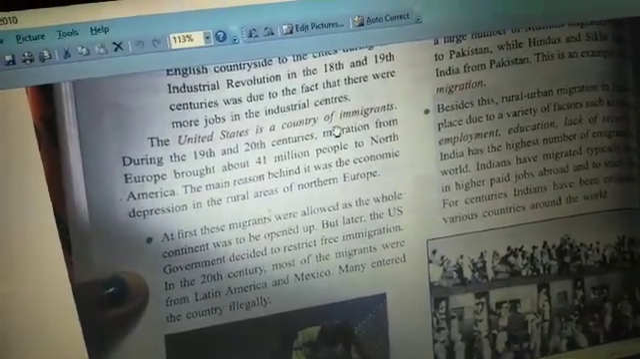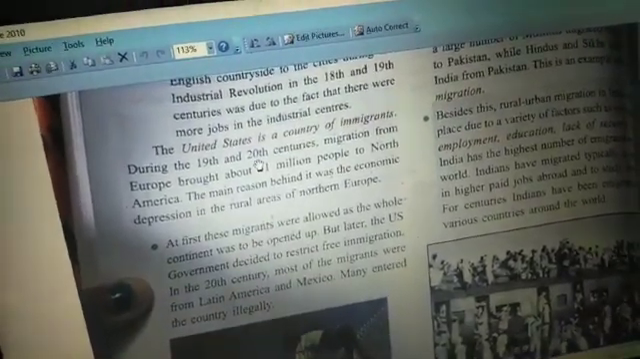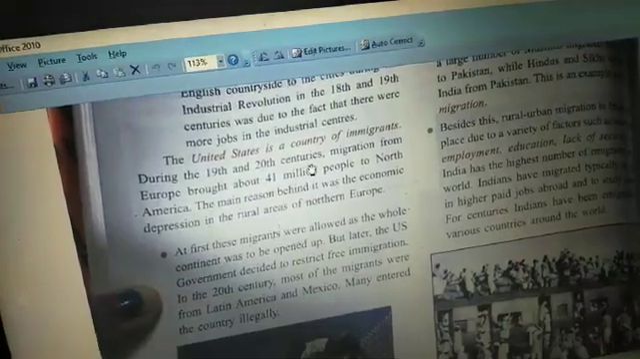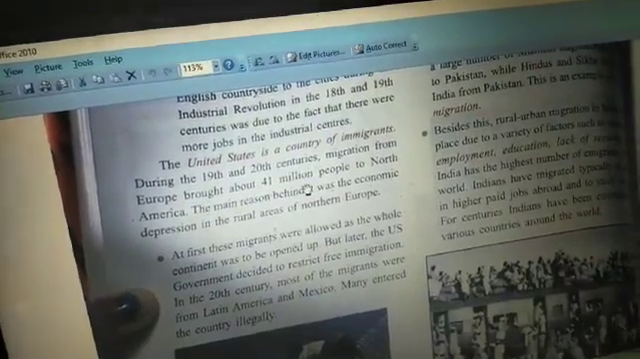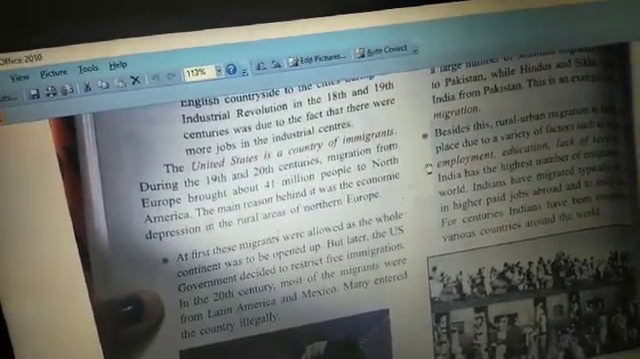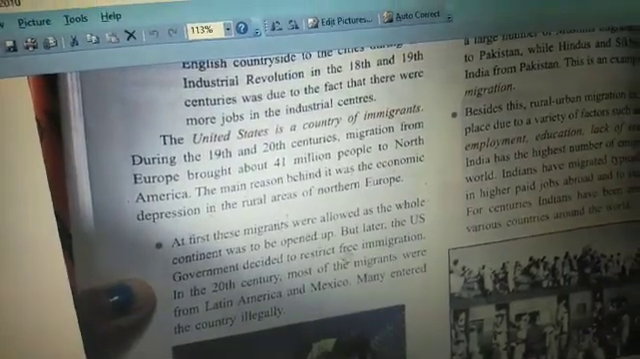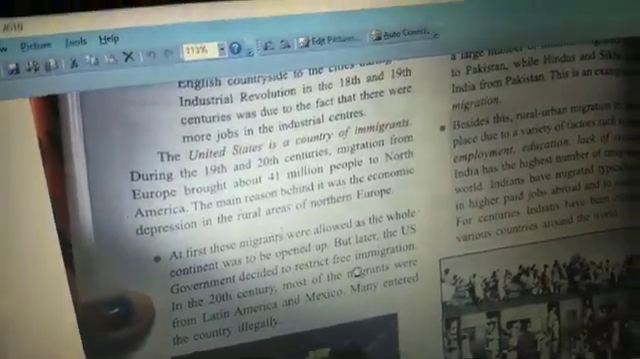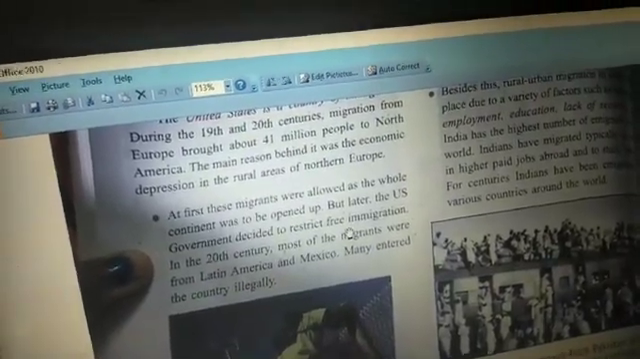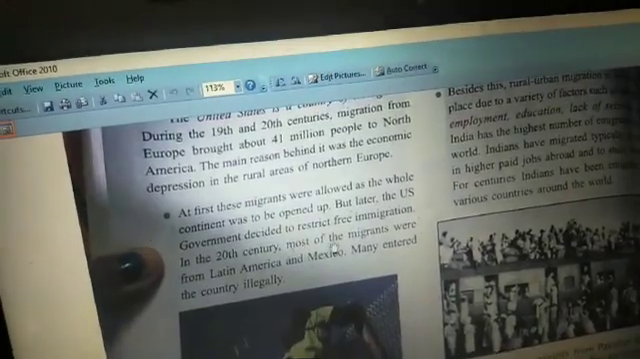If you see, in the United States, they are receiving a number of immigrants. The United States, as you all know, is a very developed country. During the 19th and 20th century, the migration from Europe brought about 41 million people to North America. So a number of Europeans started to go to North America. The main reason behind it was the economic depression in the rural areas of Northern Europe. So Northern Europe people were not very well off financially, so they wanted to earn some money, and they were planning to go to the US.